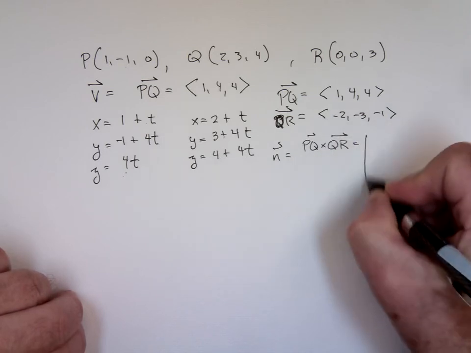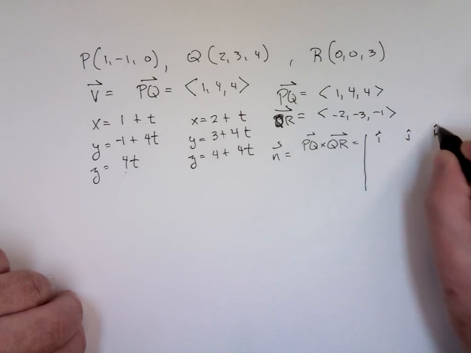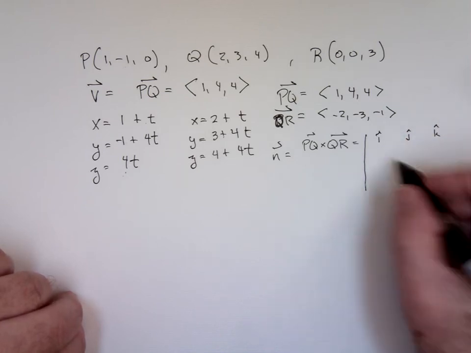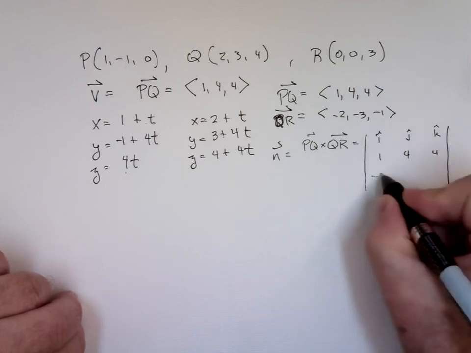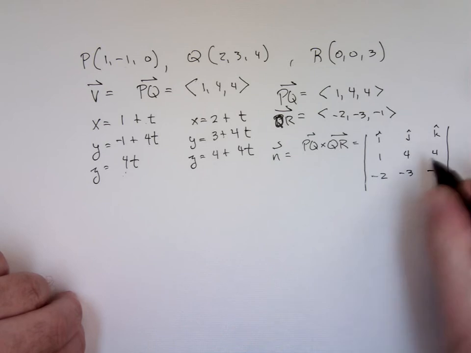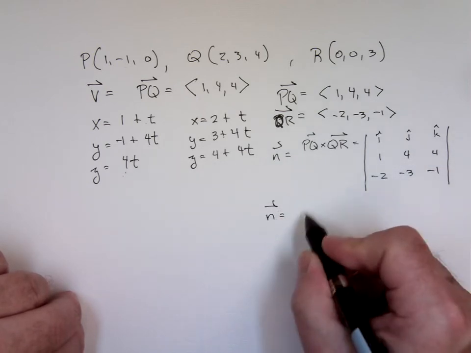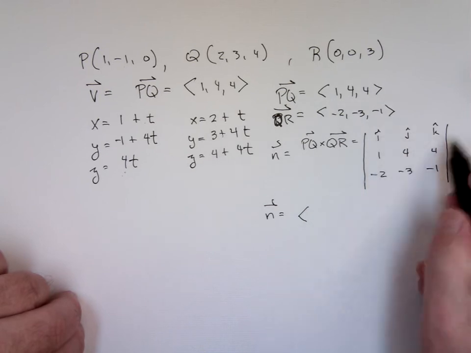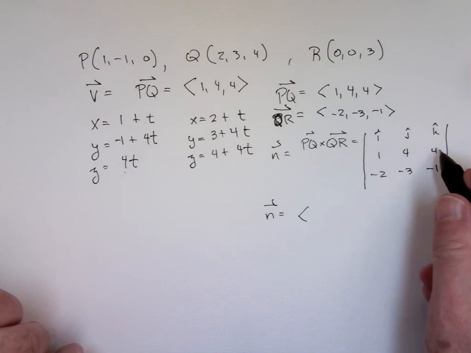So we're going to cross these, and we're going to get our normal vector. Cross this out, cross this out. We get negative 4 minus negative 12. That's negative 4 plus 12. That's 8.